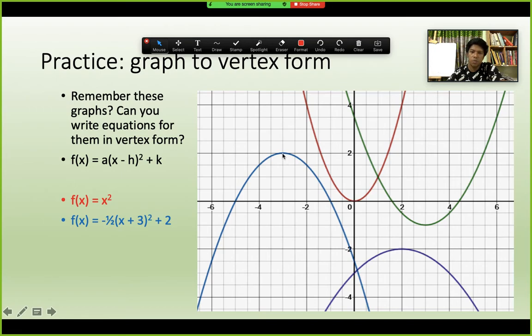So this is the blue colored line. This is 2, this is 3. Let's see, the vertex is minus 3 comma 2. This is minus 3 comma 2, and this point is minus 1 comma 0.